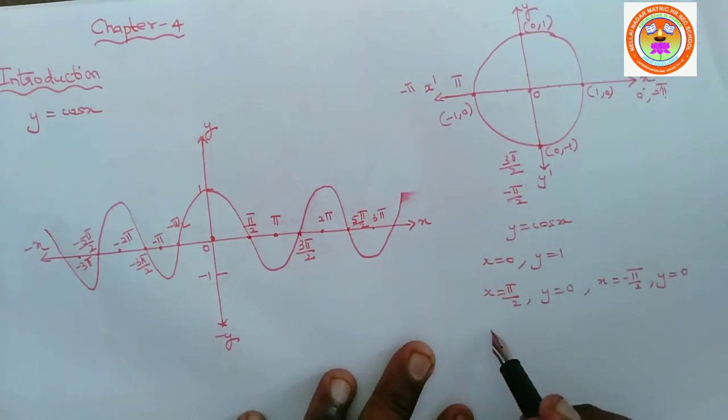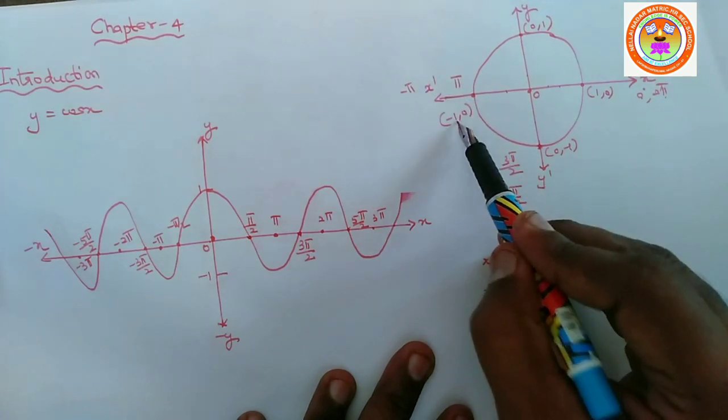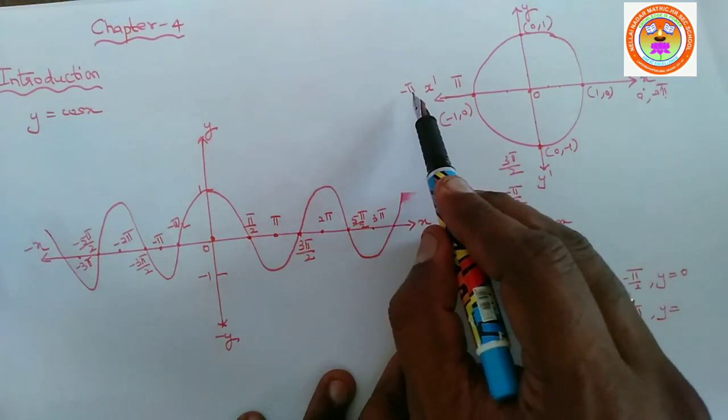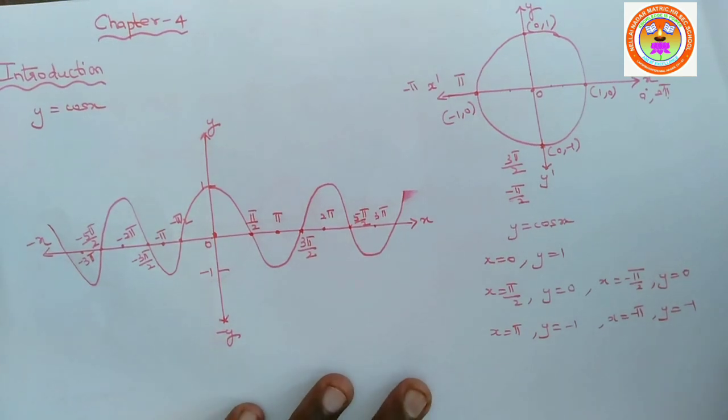After applying pi by 2, I am going to apply x is equal to pi. If x is equal to pi, where is pi present? Cos pi value is minus 1. Y is equal to minus 1. Same if I go into x is equal to minus pi, what will be y? The minus pi is also same. Cos minus pi is also minus 1 only.